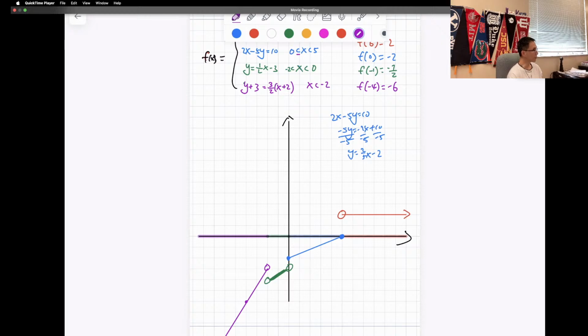Is this okay? How many of you guys graphed completely right? Only 1, 2, 3, maybe? Sydney, what did you mess up? The blue line.